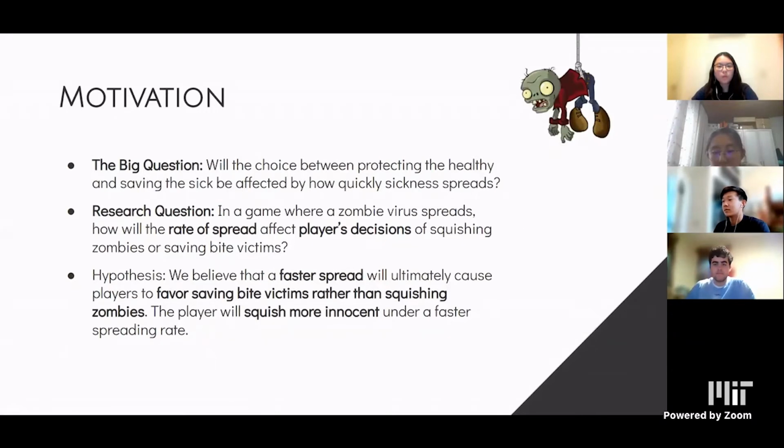In very broad terms, every specified amount of turns, each zombie on the map would infect its closest pedestrian and turn them into a bite victim. Our hypothesis was that a faster spread rate would result in players favoring saving bite victims more often than squishing zombies.